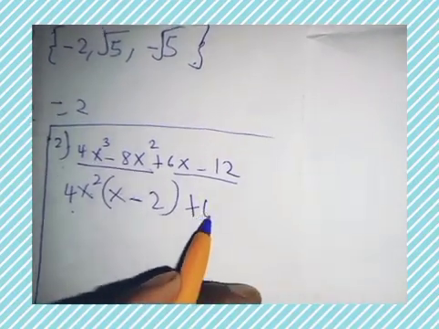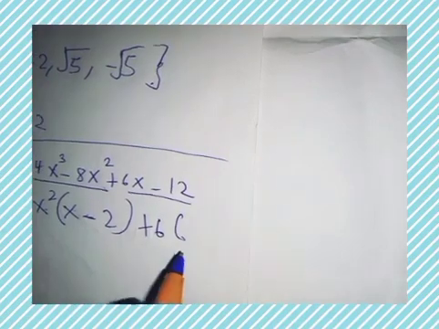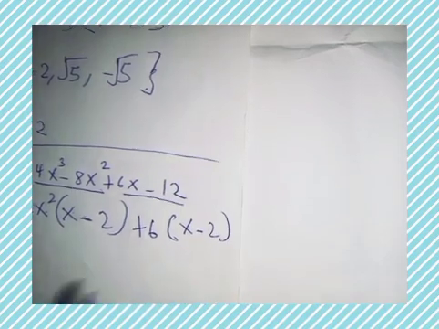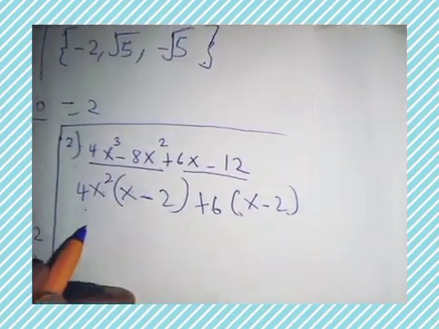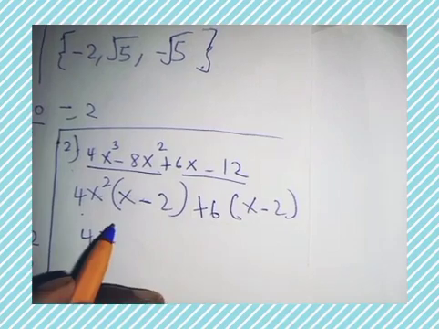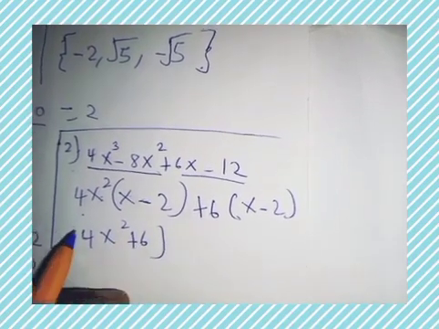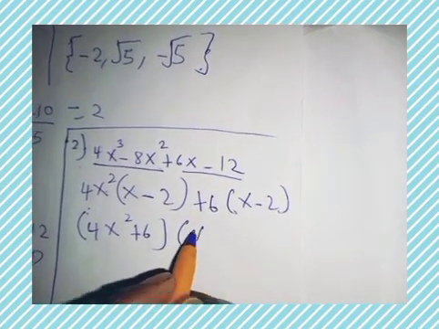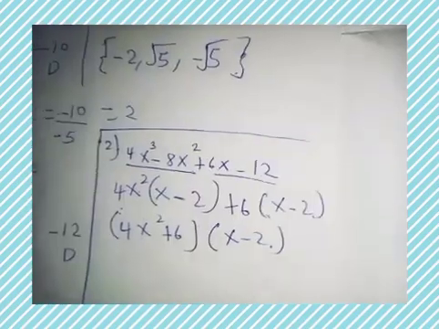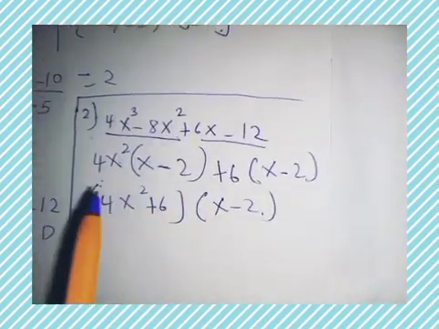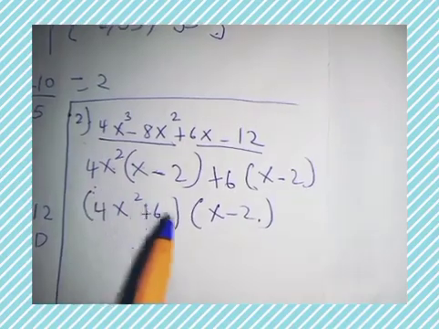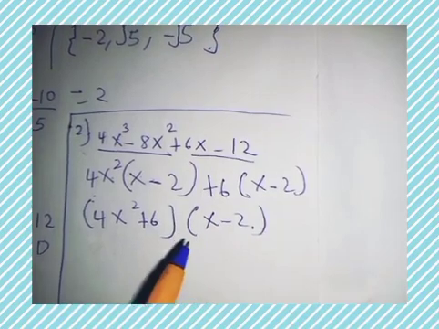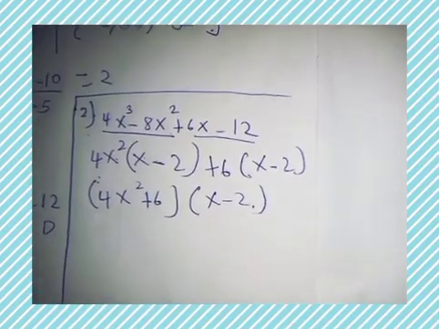The last common factor is 6. We factor 6 outside to be left with x minus 2. So next we have 4x squared plus 6 into bracket x minus 2. What I have done at this level, I have factored out x minus 2, which is common. So this is what you get after factorizing this.